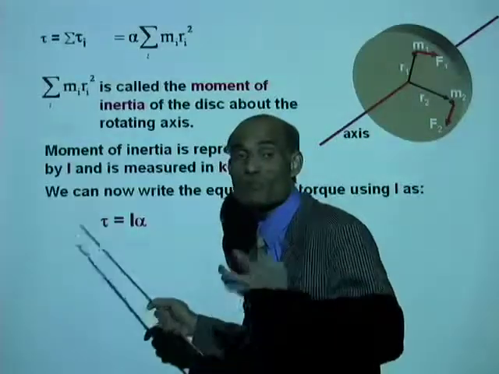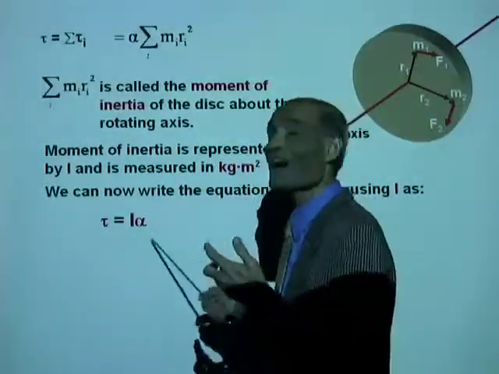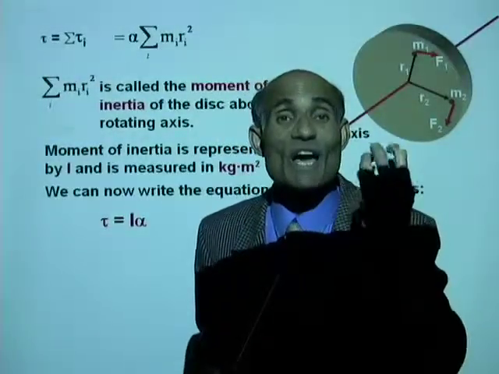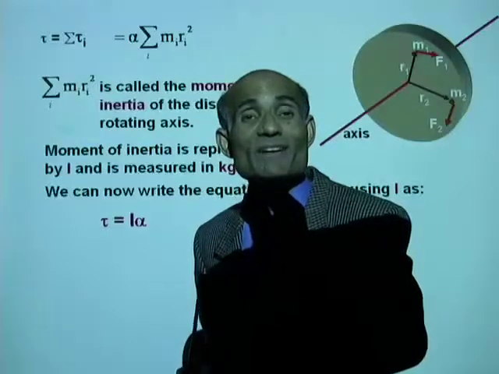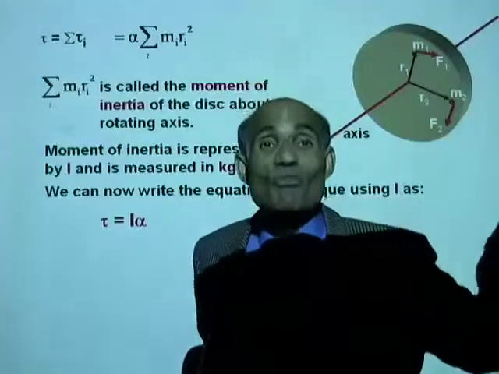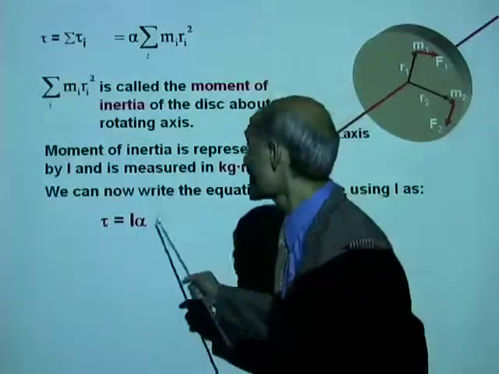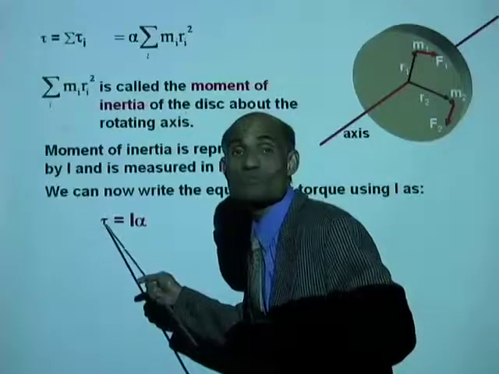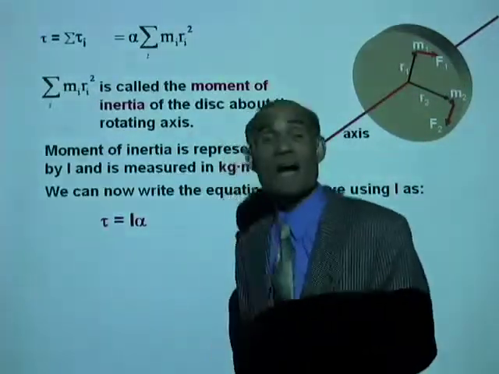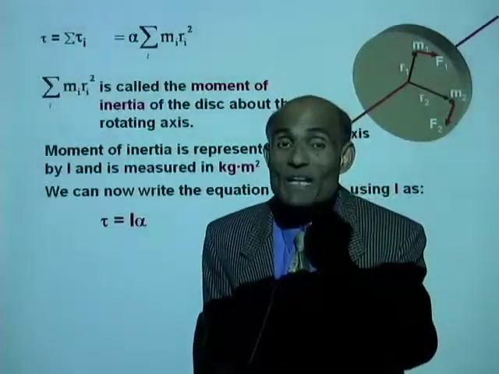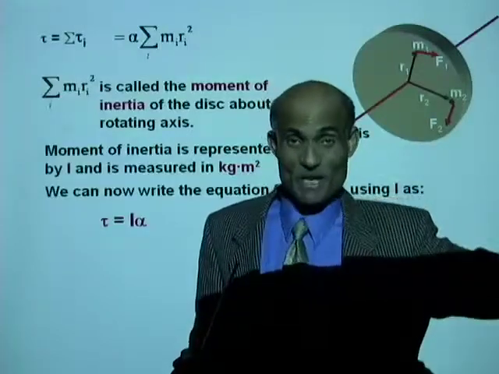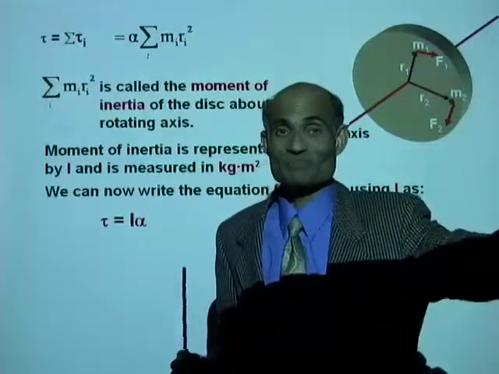Now tell me, what is the corresponding equation in linear motion? This is the rotational motion, tau equal to I alpha. The corresponding equation in linear motion is F equal to ma. You see that? Linear acceleration is produced by a linear force. A rotational acceleration is produced by a torque. So, tau equal to I alpha takes the place of F equal to ma in translational motion.